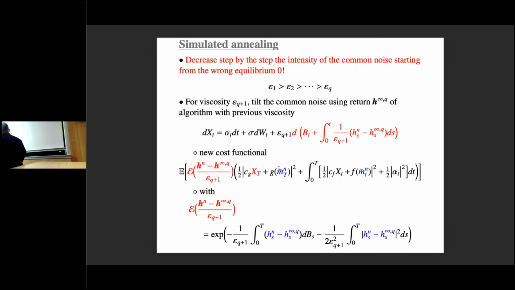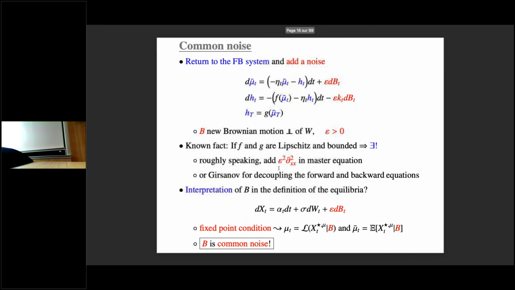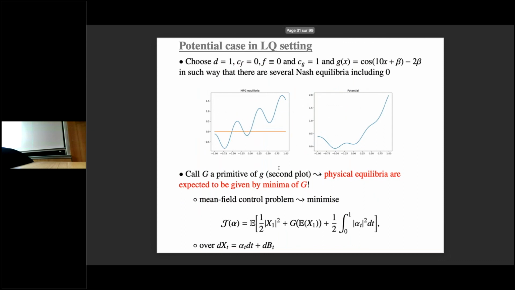Let me skip this. One very last thing that I want to mention is that I promised you before this selection result from a numerical point of view. If you remember well, this was the original example that I mentioned in the first part of this lecture. So let me move back. I told you, I take these coefficients, g of x is exactly this. I have three equilibria: 0, -0.5, and another one that is positive, and the one that is predicted by the theory is -0.5. So what I'm going to do is to let my algorithm run starting from a wrong equilibrium, starting from zero. So I have my fictitious play starting from zero.